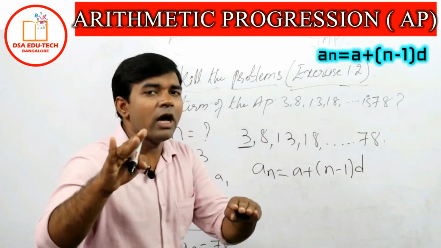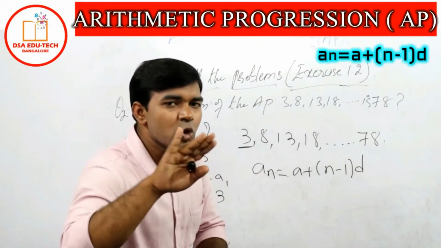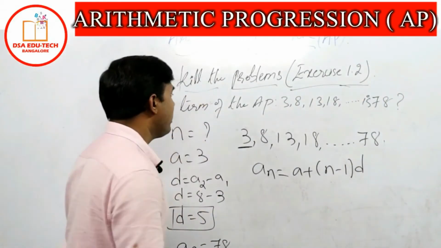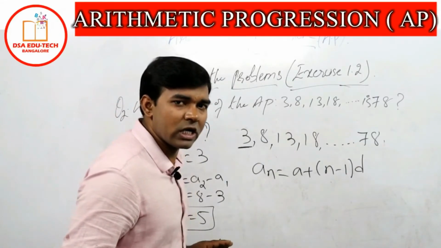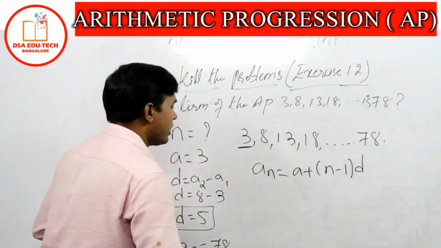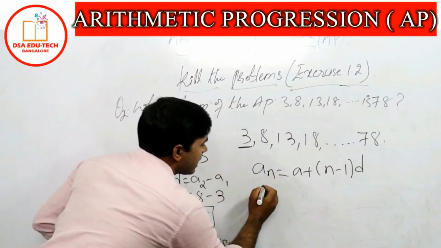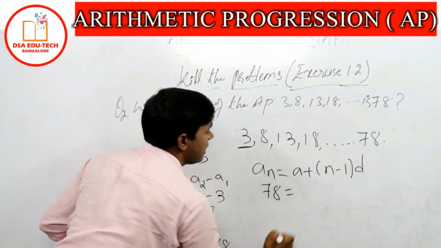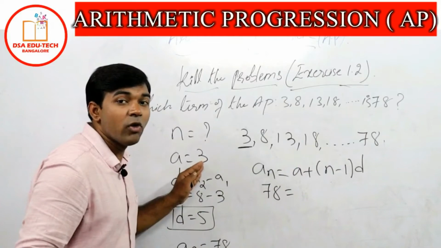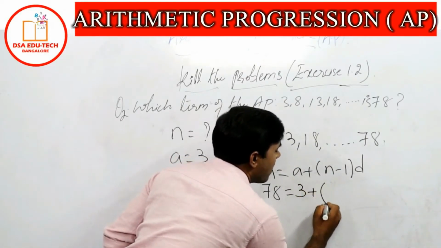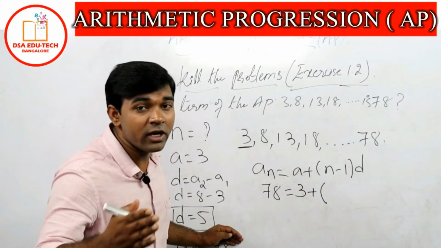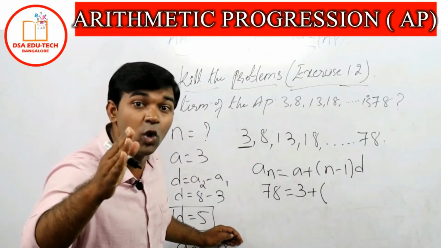So whatever values we know till now, we'll substitute all of that, right? And moreover, we know that we have to find the value of n. So let me substitute the value whatever they have given. So what is the value of AN they have given? AN they have given as 78. What is the value of A they have given? A value is 3. Very good. 3 plus n value have they given? No. That is what we have to find.